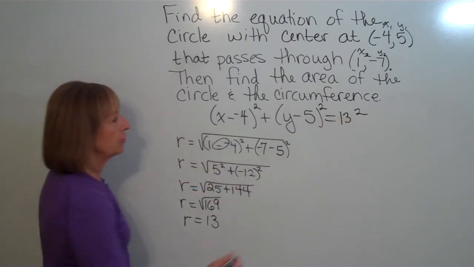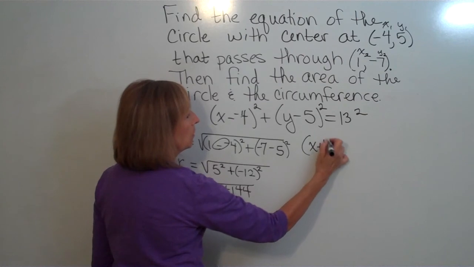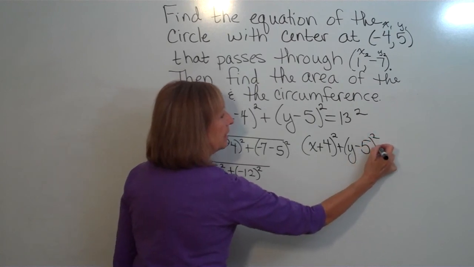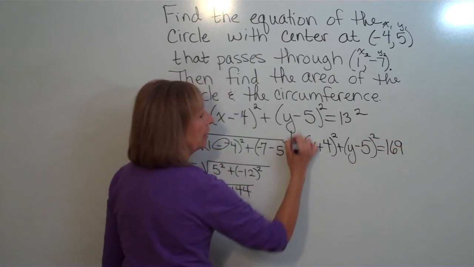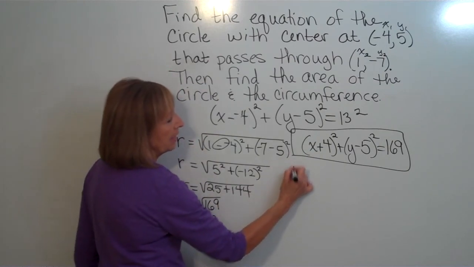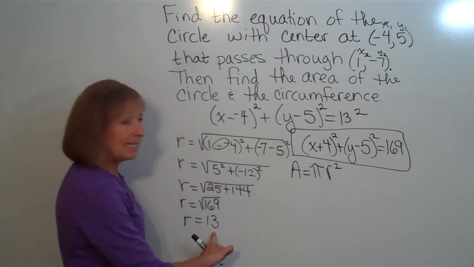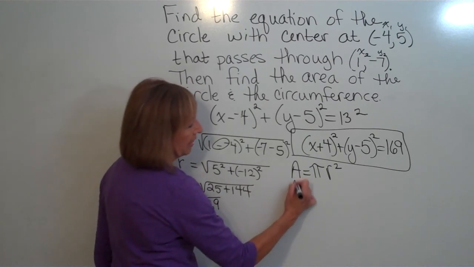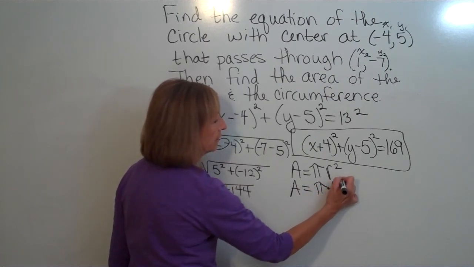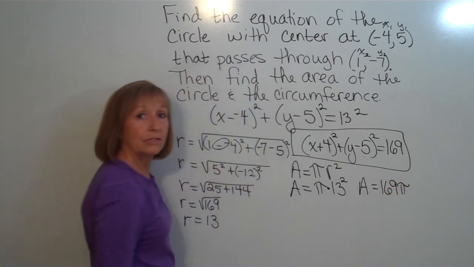And I can get my equation of my circle is x, double negative, minus negative is a plus 4, quantity squared, plus y minus 5 quantity squared is equal to 169. So there is my equation of my circle. Now the area. Remember, the area of a circle is pi r squared. My radius is 13. So my area is equal to pi times 13 squared, which gives me an area of 169 pi square units.